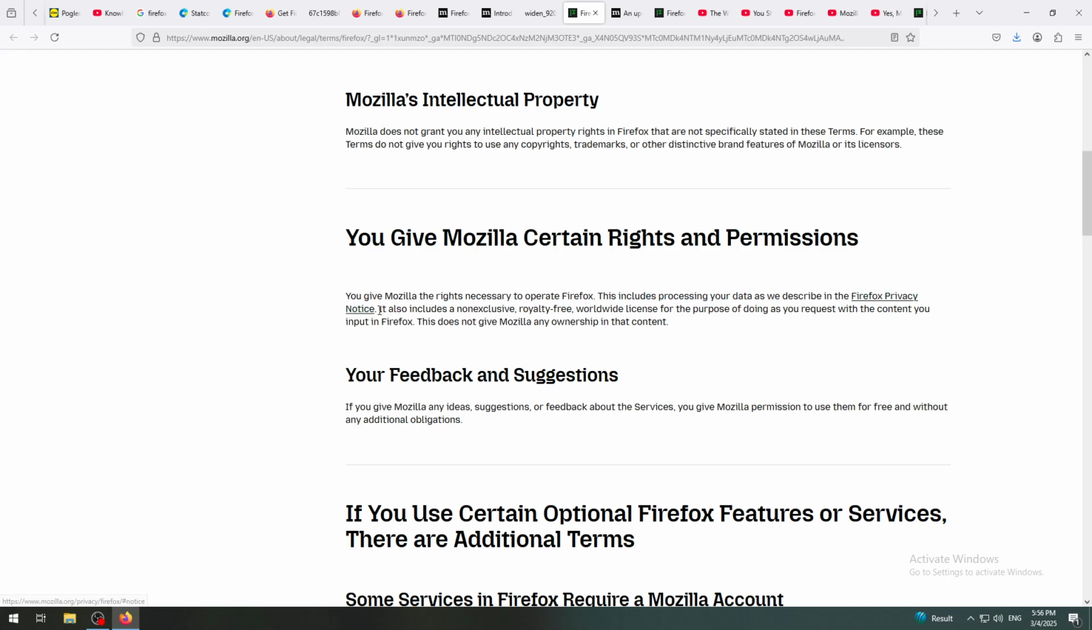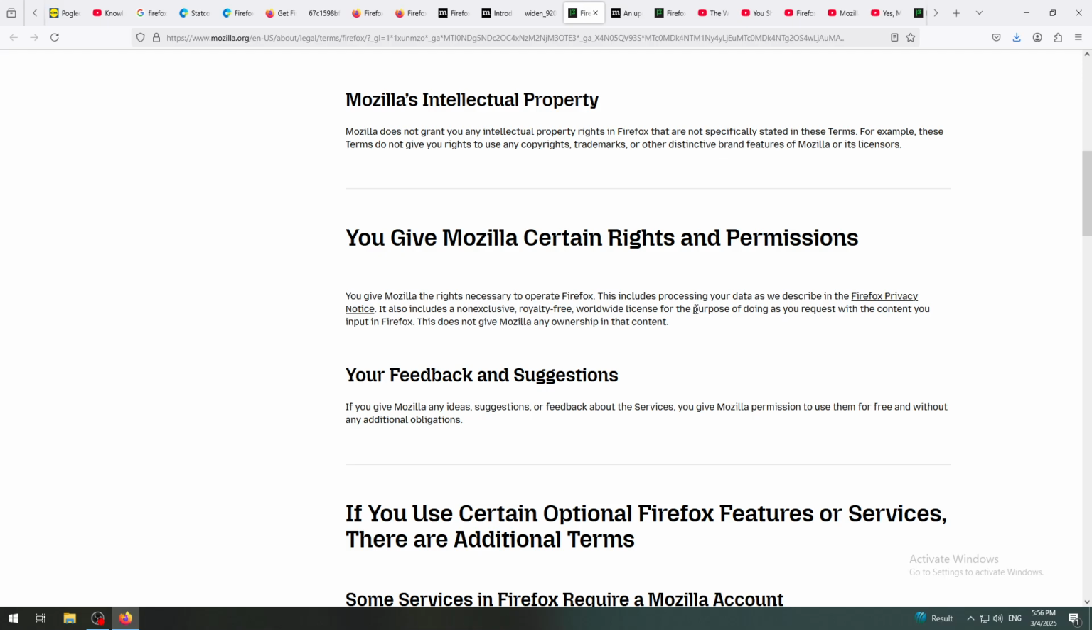And again, they're not giving up. It also includes a non-exclusive royalty-free worldwide license for the purpose of doing as you request with the content you input. I'm requesting you not to do anything with it and not to even ask me that. But no, they don't give up. So they will put some kind of checkbox, which is again unchecked probably by default, and they sell your data by default and take your data and process it.